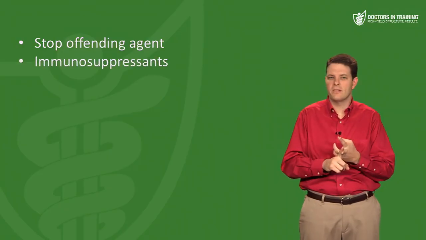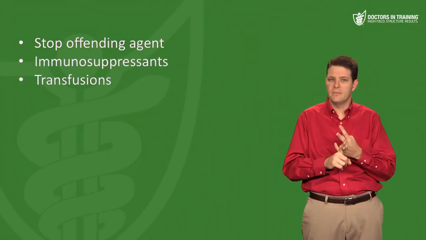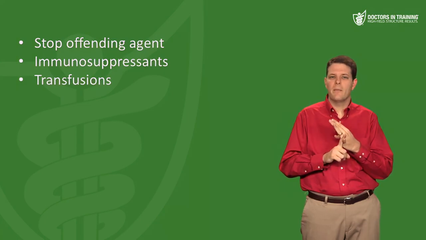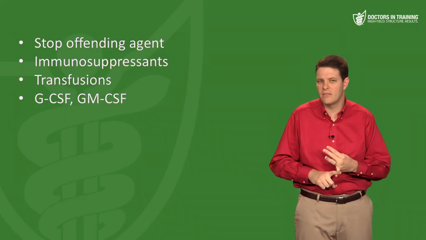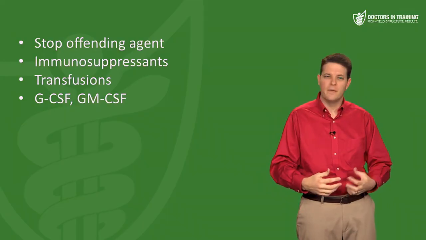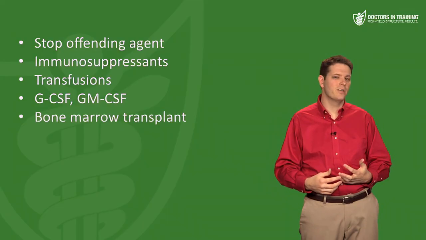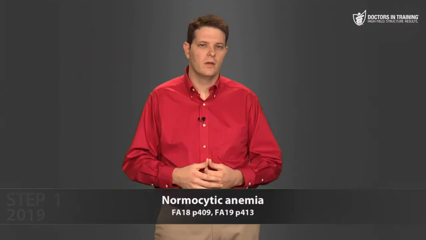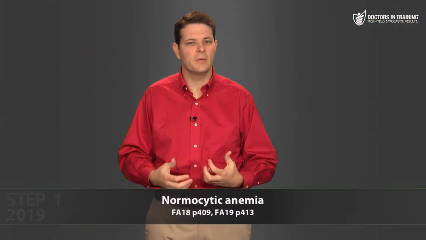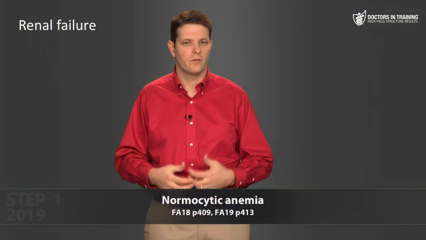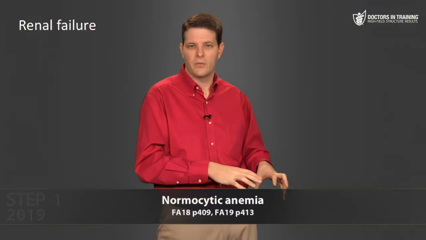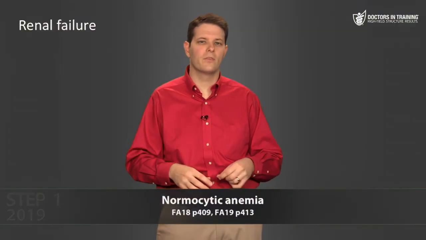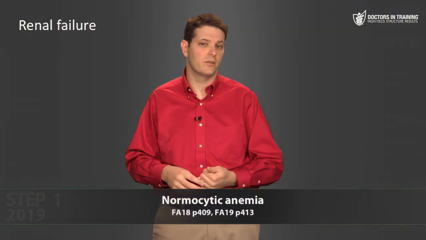Sometimes we use immunosuppressants, transfusions as needed, and you can give one of the granulocyte macrophage colony stimulating factors like GCSF or GM-CSF to help stimulate the bone marrow. And then a bone marrow transplant would be an option if the patient isn't responding to anything else. And then the last cause of normocytic non-hemolytic anemia is renal failure. So the kidneys normally make erythropoietin, but if the kidneys are shut down, they're not going to make erythropoietin. So renal failure patients often require regular erythropoietin injections.